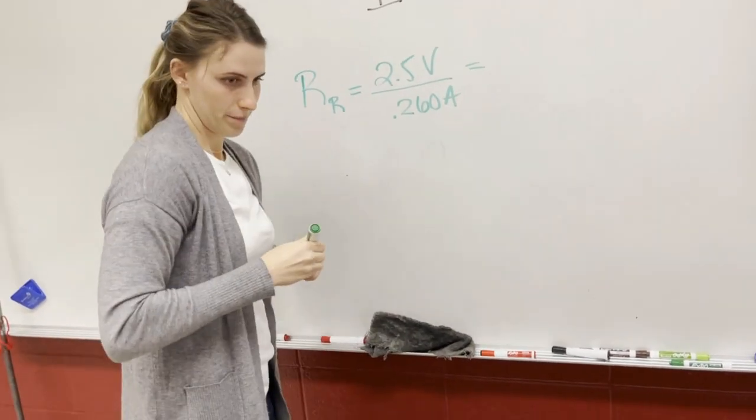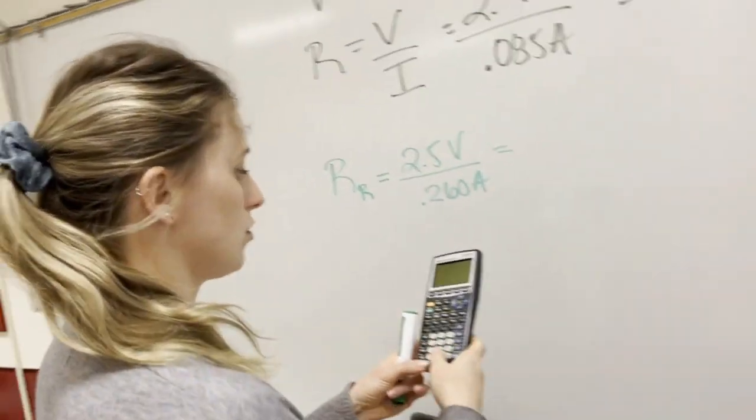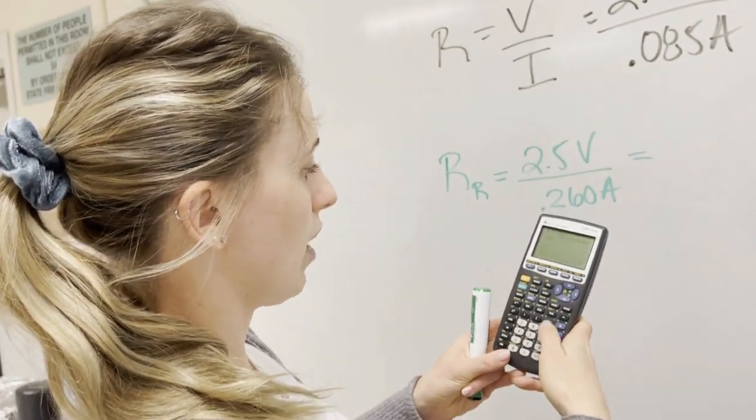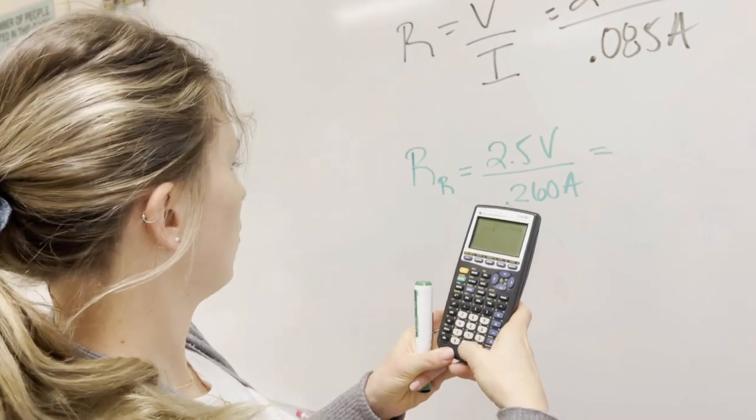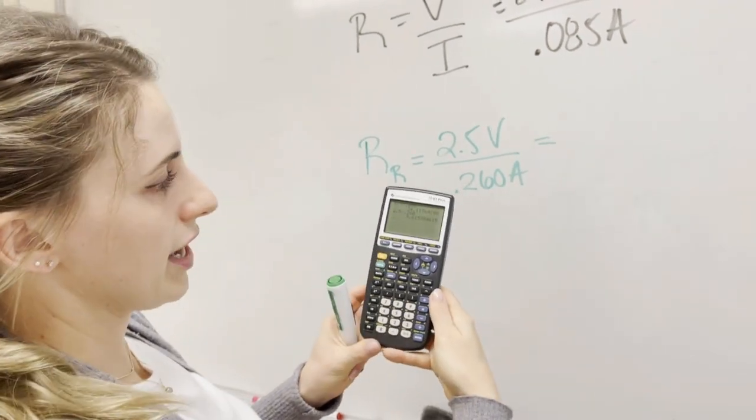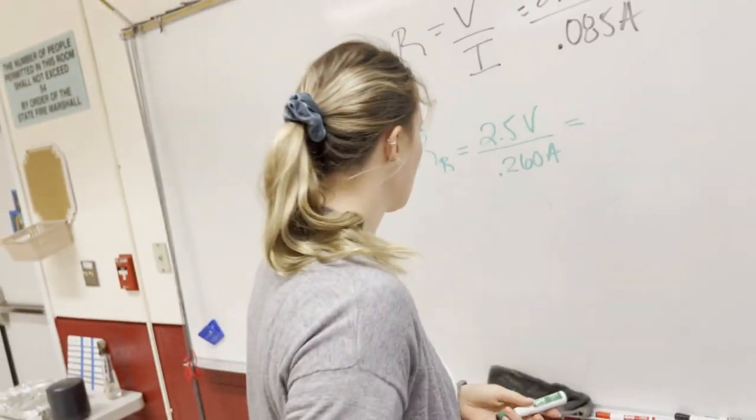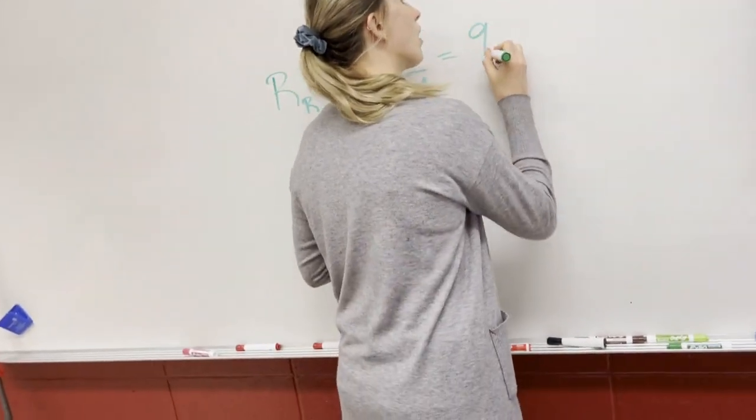Okay, let's look at that one first. So 2.5 divided by 0.260. Okay, so I get 9.6. That's the round bulb.